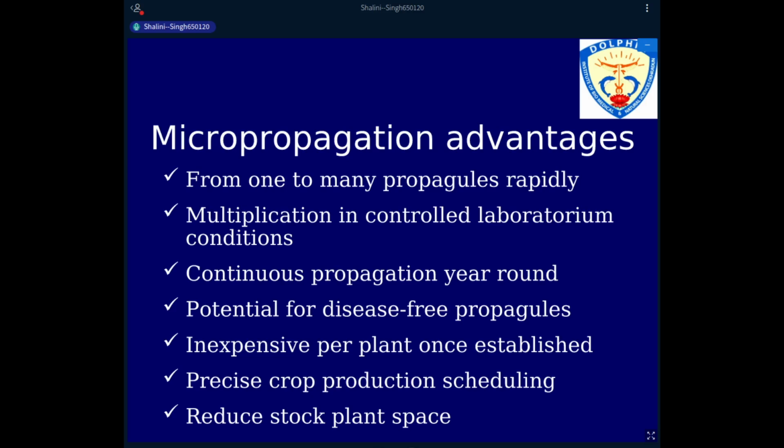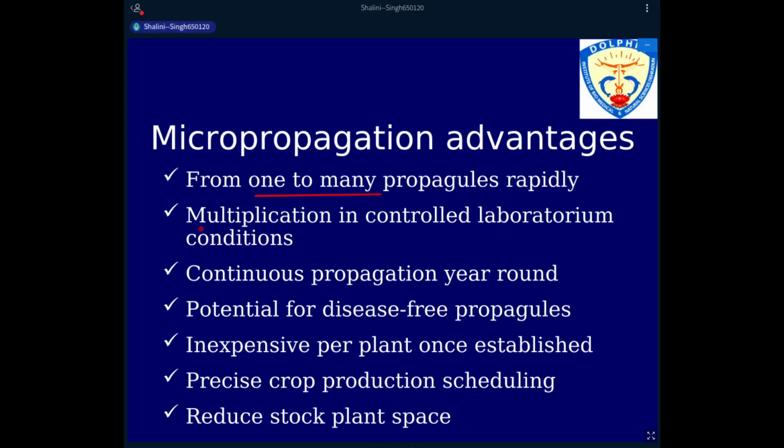Because here, what is the advantage? Here you can make very easily one to many. You are taking a small tiny explant, and that small tiny explant can make many plants here. Whereas in field conditions, when you are multiplying plants from cuttings, you will get only one plant from one cutting. But in lab conditions, you can raise a number of plants from one explant.